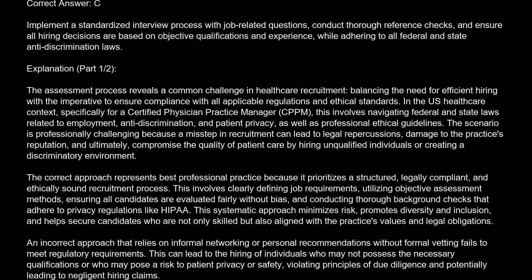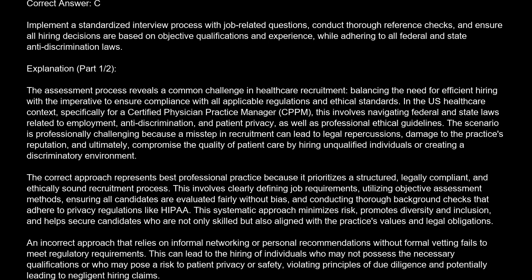This involves clearly defining job requirements, utilizing objective assessment methods, ensuring all candidates are evaluated fairly without bias, and conducting thorough background checks that adhere to privacy regulations like HIPAA. This systematic approach minimizes risk, promotes diversity and inclusion, and helps secure candidates who are not only skilled, but also aligned with the practice's values and legal obligations.